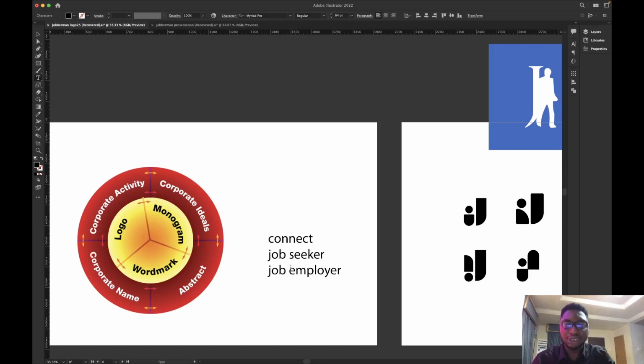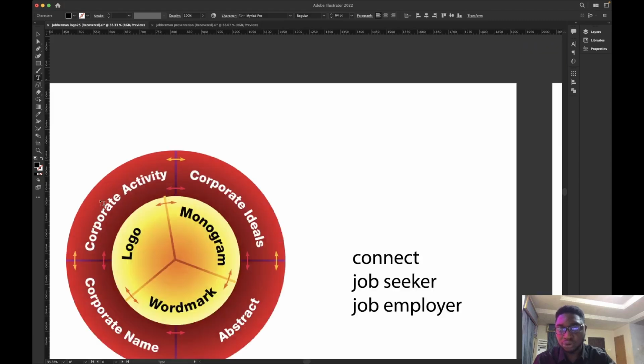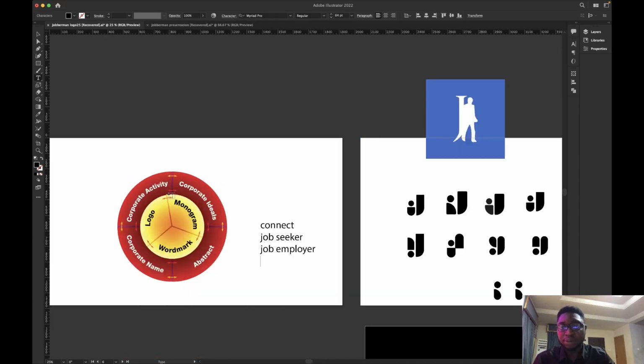Looking at this, connect, job seeker, and job employer, what does this tell us? It simply means that in essence, what the Jobberman brand brief is telling us is that they connect job seekers to job employers, which boils down to this part here, which is called corporate activity. Corporate activity simply tells us about what the brand does.